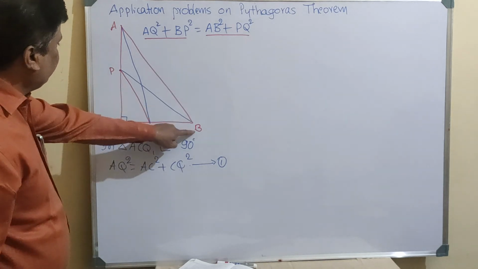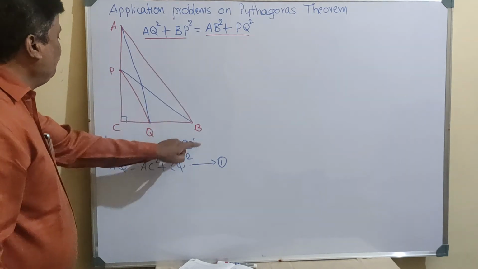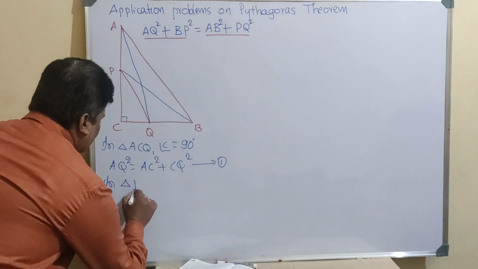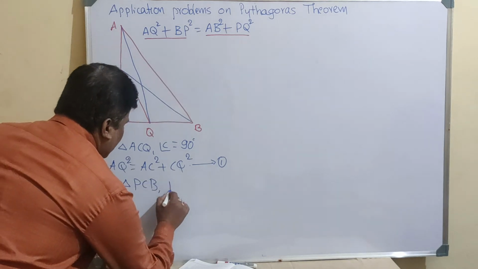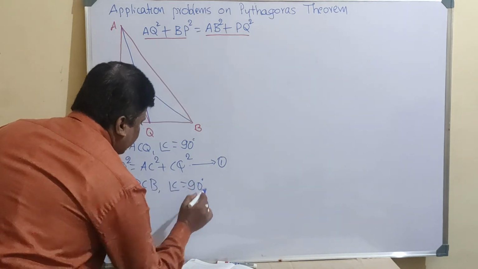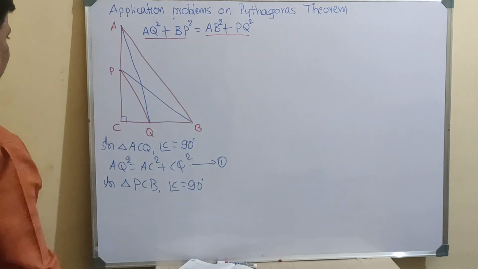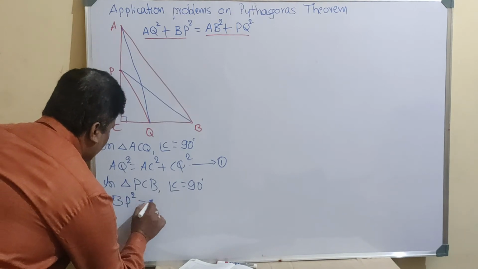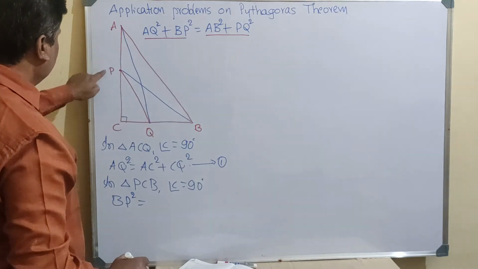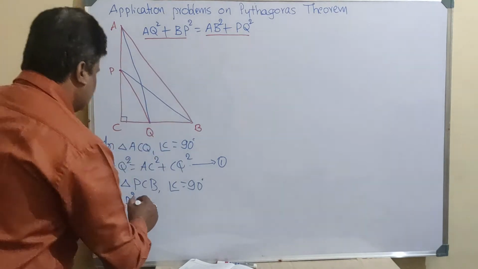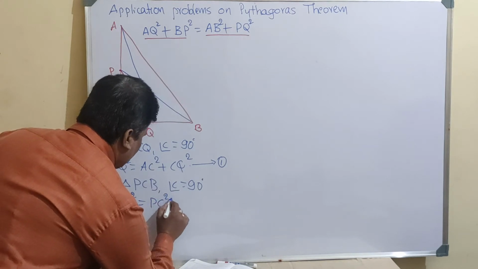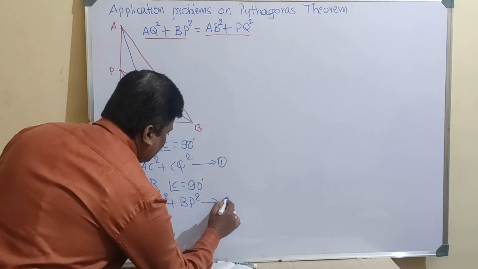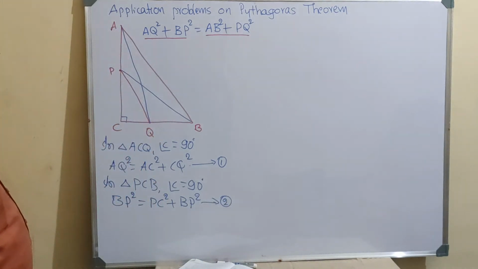Then to get BP square, we want to consider triangle PCB. In triangle PCB, angle C is equal to 90 degrees. Therefore, BP square is equal to PC square plus BC square. Let's call it equation 2. It is also because of Pythagoras theorem.